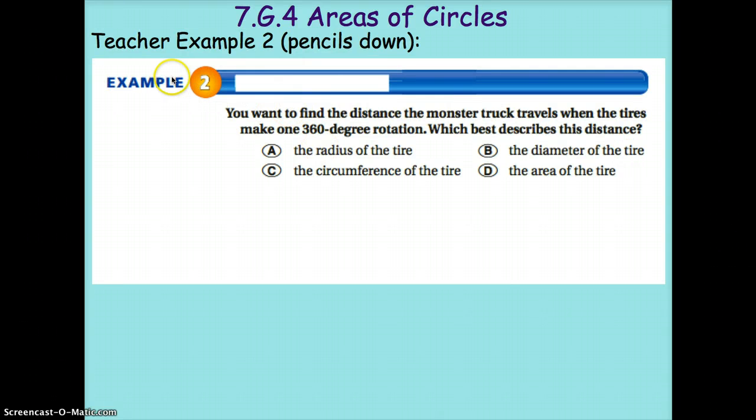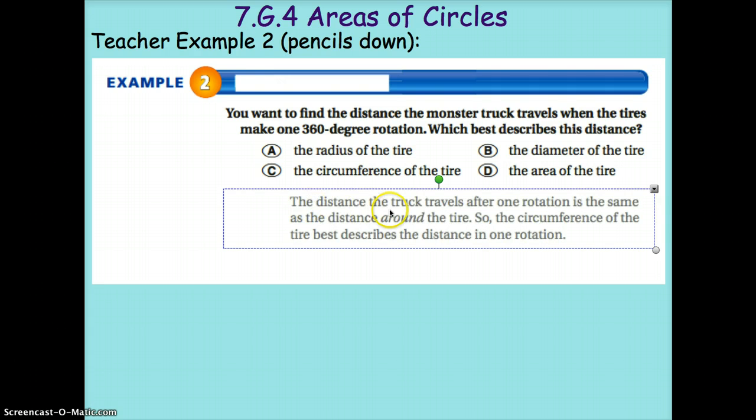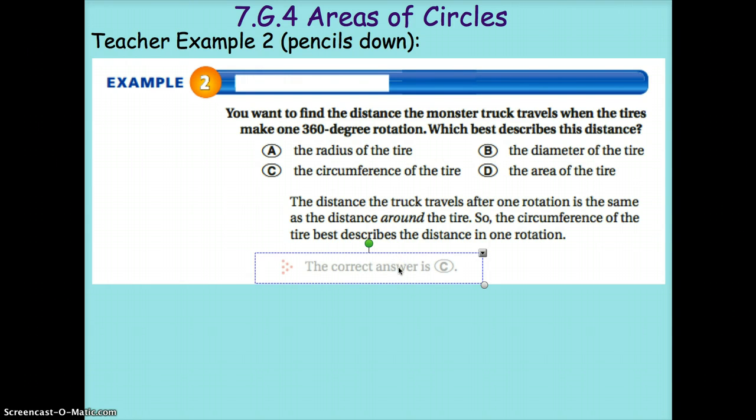Let's move on to teacher example 2. This one's a real quick example. You want to find the distance a monster truck travels when the tires make one 360-degree rotation. Which best describes this distance? What you want to think about is the truck is rolling forward just enough for the wheels to turn around once. So if we're going around the outside of the wheel, or the tire, one rotation is the same as the distance around the tire. So the circumference of the tire best describes this distance in one rotation. Notice area would be inside, say we were painting the tire. But since we're going around the outside once, it is the circumference. So the correct answer would be C.